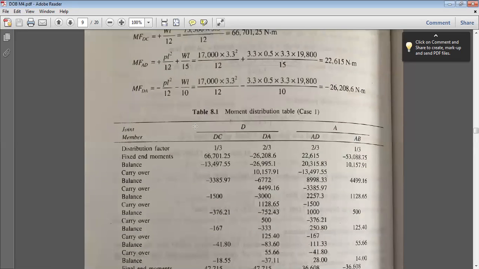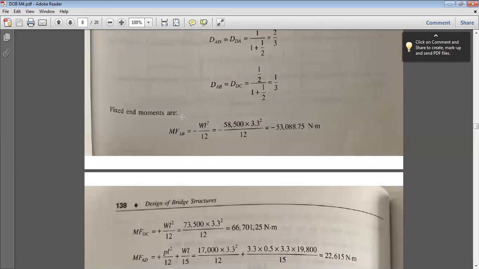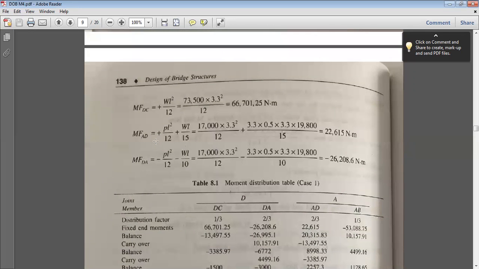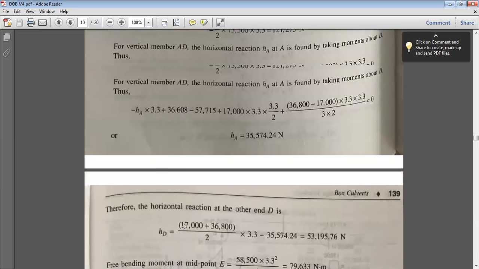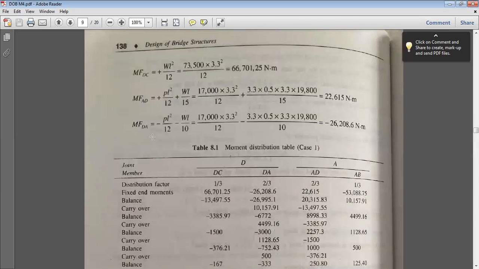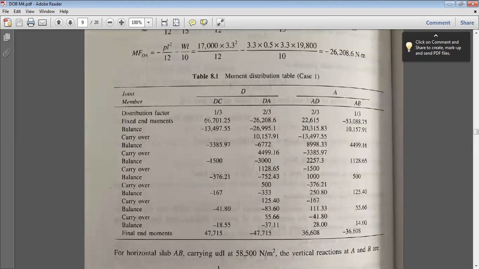On the top slab AB you have only UDL. That is why I have considered WL square by 12. On the junctions AD and DA, I have the linearly varying load, that is the trapezoidal load, 17,000 at the top and 36,800 at the bottom. For this linearly varying load, fixed end moment is WL square by 12 plus WL by 15. Right? So I will place these fixed end moments.